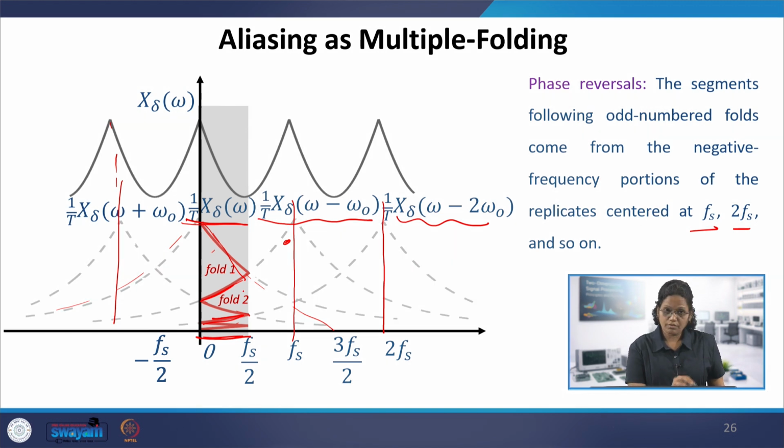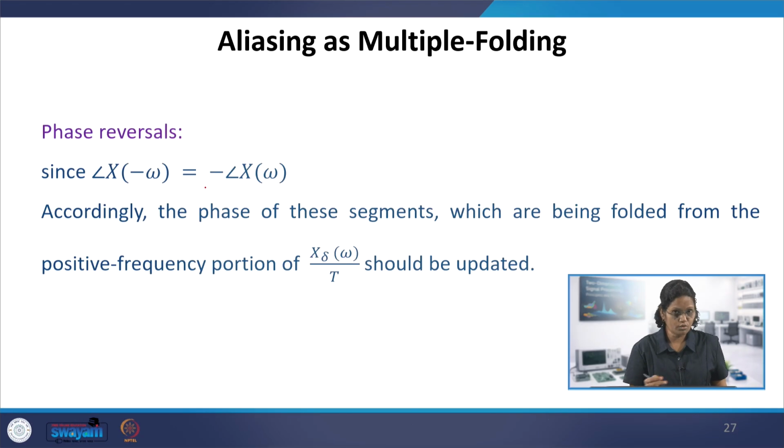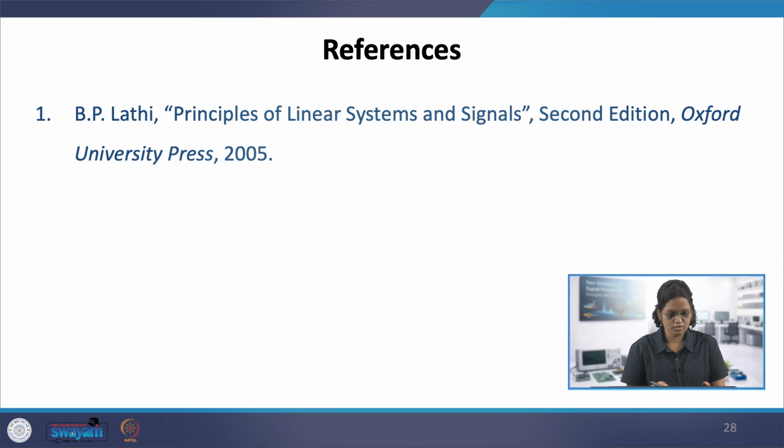So there is phase reversal that needs to be introduced in fold 2, fold 4, and so on. That is because X of omega is X of omega in the positive frequencies. If it is negative, the angle is minus, which is minus X of omega. So this phase reversal needs to be taken care of in fold 2 and fold 4 cases of the previous example. So if we consider this aliasing as a multiple folding, it's not only the frequency which is aliased, but also what about the phase happening in those signals.